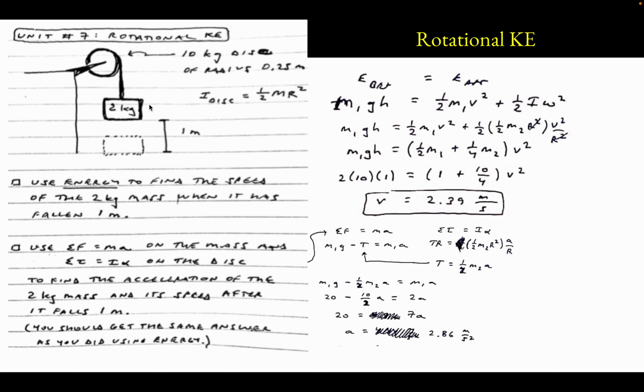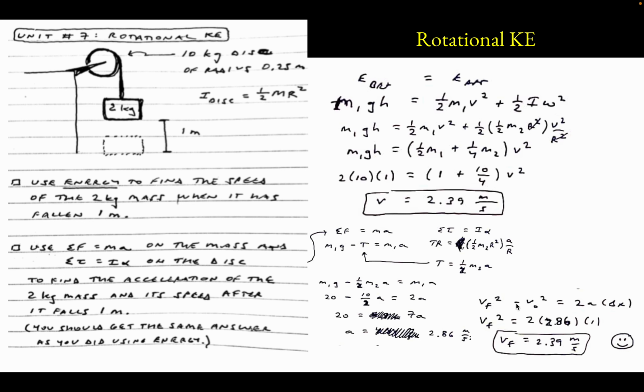And then what I can do is, since it has a constant acceleration of 2.86 meters per second squared, I can now just run a kinematics problem to see how fast something would be going after it had gone 1 meter with that constant acceleration. So I'm going to use this kinematic equation, and what I find is I also get 2.39 meters per second, which of course I should get the same answer since both the energy approach and the forces and torques approaches are valid.